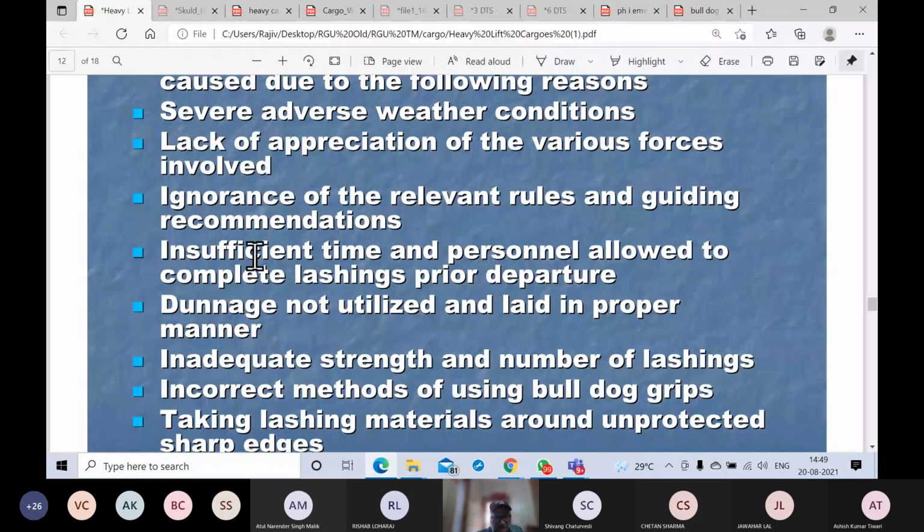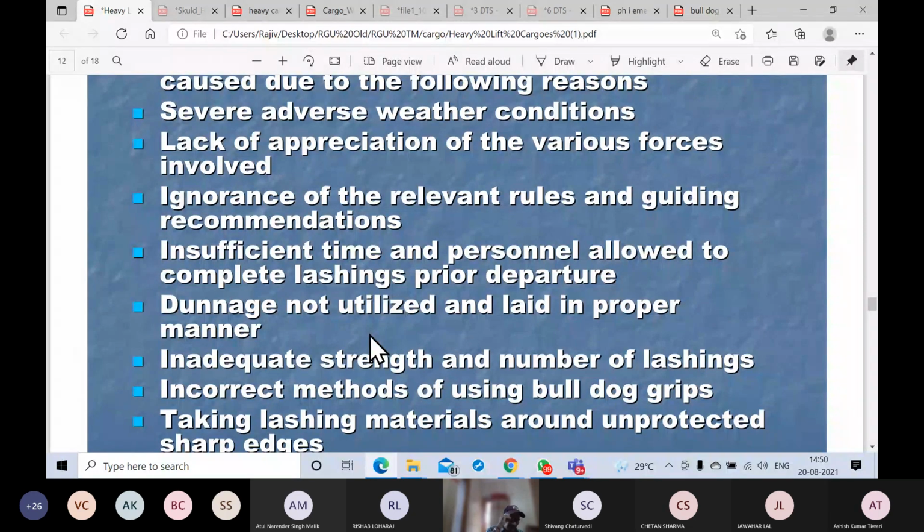Practically speaking, this is a very important point: insufficient time and people allowed to complete lashing prior to departure. I'm sure you have been involved and you will recall, if you have worked on bulk carriers or general cargo vessels, that the lashing gang who actually does the securing of the cargo may be different from the loading gang.